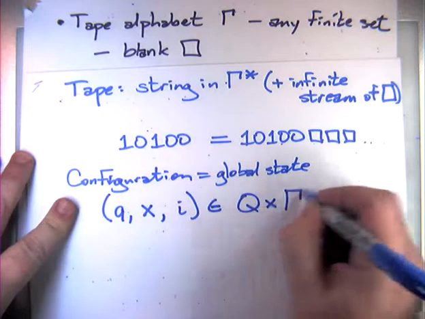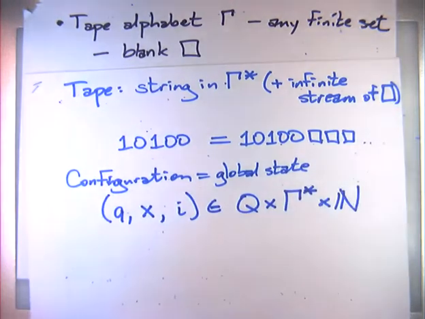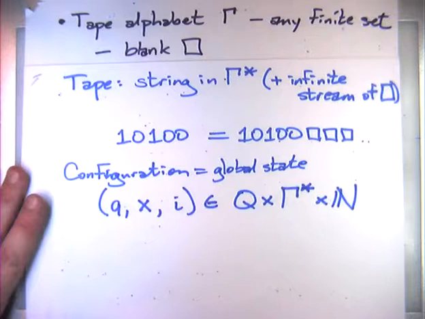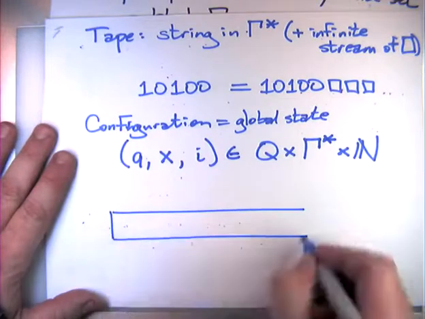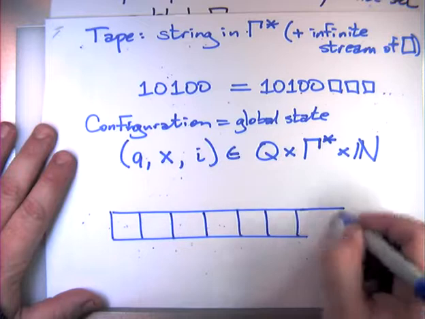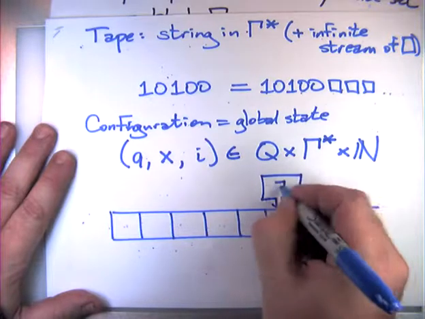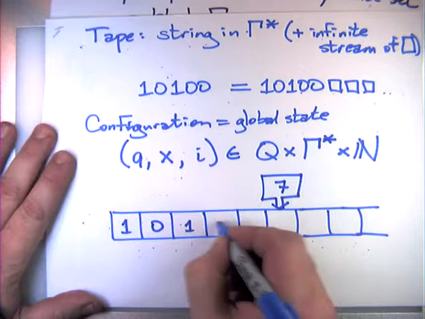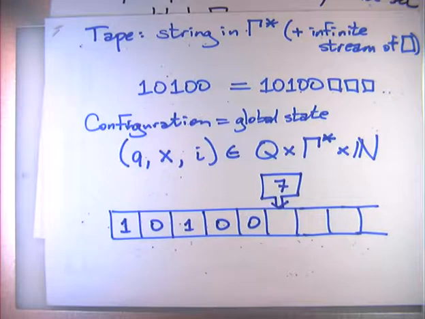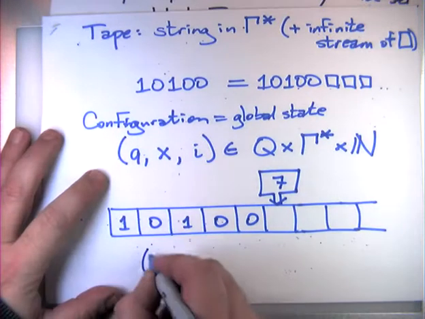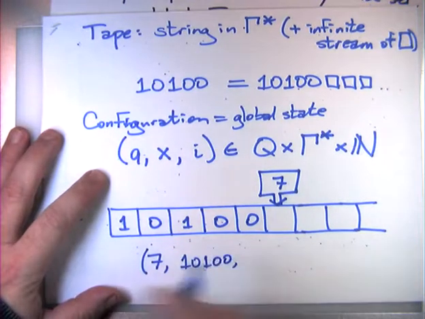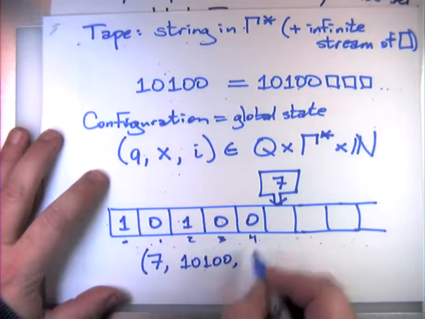Q cross, cross. Okay, so I'm going to specify the state. I'm going to specify a string that tells me the content of the tape, and I'm going to specify a position on the tape. Okay, so for example, if I'm currently here in state 7 and my tape looks like this, so the first 5 symbols on the tape are 1, 0, 1, 0, 0, and the rest of the tape is blank, then my current configuration is 7, 1, 0, 1, 0, 0, 0, 1, 2, 3, 4, 5.